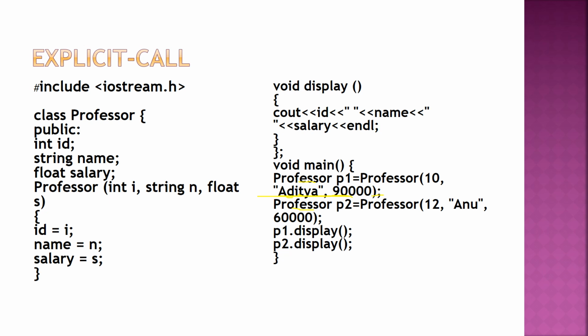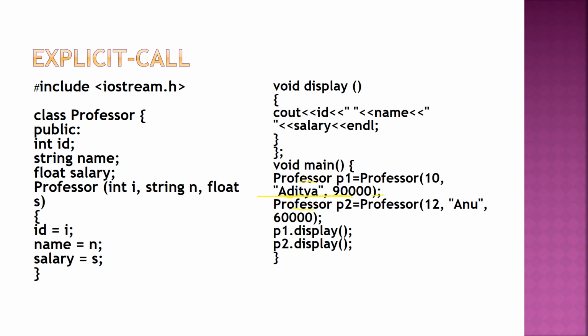Now let us go to this example program. This is an example program to accept the name, salary and ID of a professor. ID is an integer, name is a string, and salary is a float. We have three different data types: one is integer, one is string, one is float. Now let us see what things we have in the class.